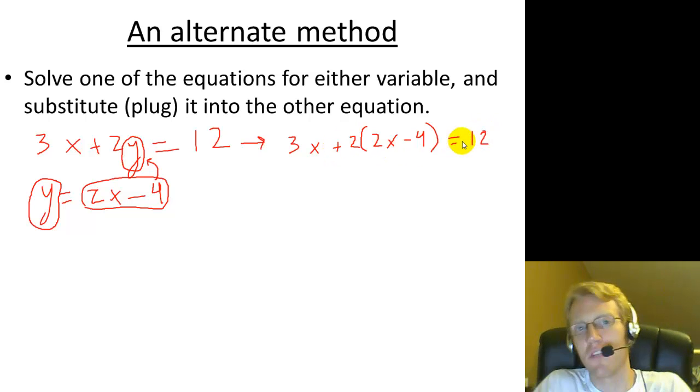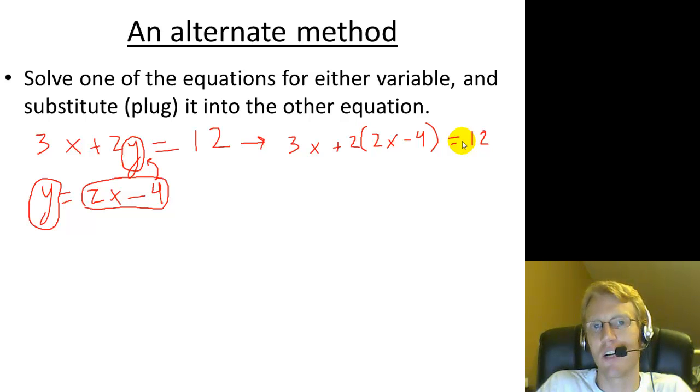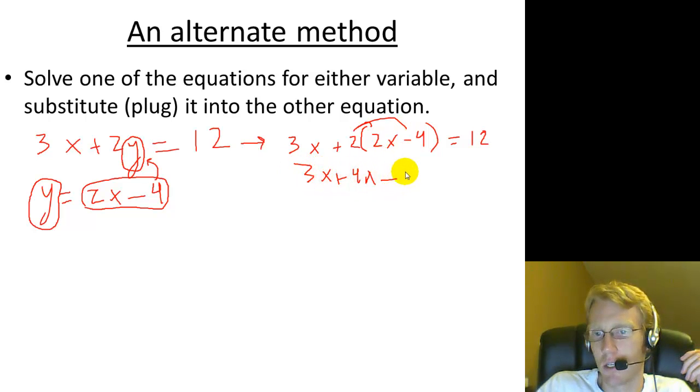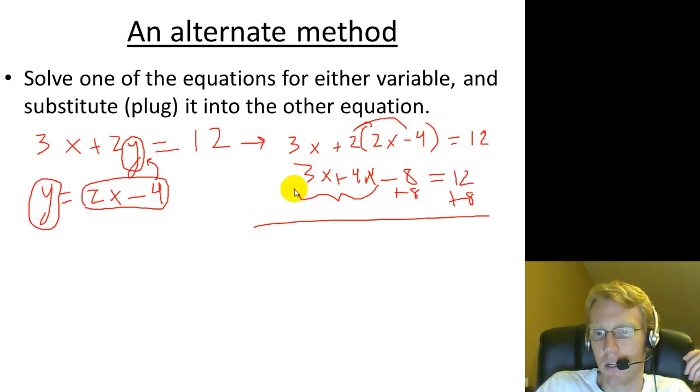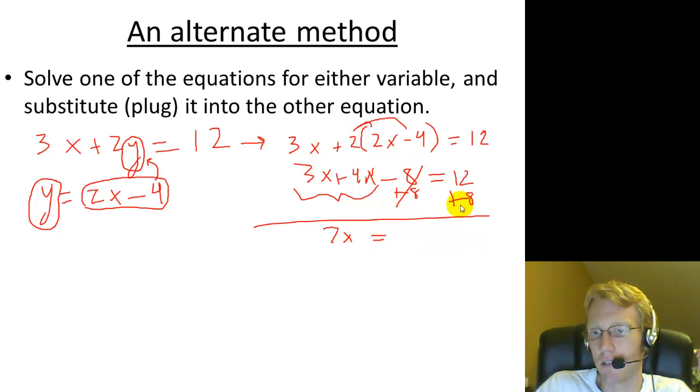So the whole goal of this method of substitution is to plug one of the equations into the other equation, and you'll be left with a single equation with just one variable that you're now good at solving. So we'll distribute the 2 in here, and we get 3x plus 4x minus 8 equals 12. We'll add 8 to both sides, and we'll combine those two together. 3x plus 4x is 7x. 8's cancel, and here we have a 20. So we divide both sides by 7, and x equals 20 over 7.